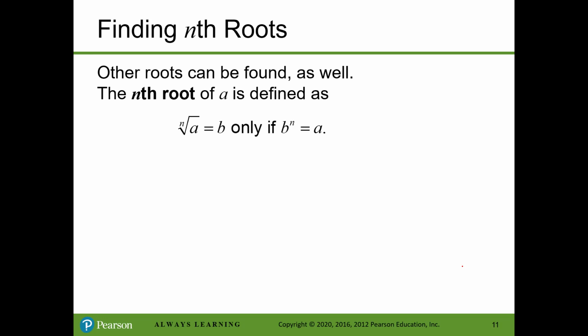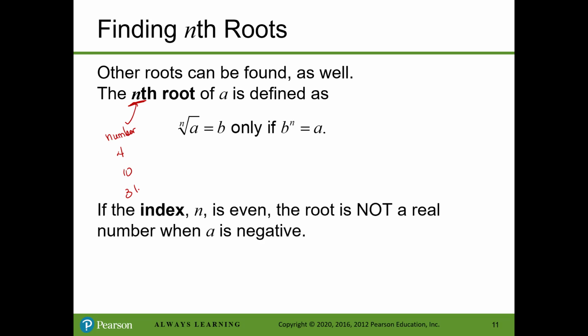Now, this is talking about an nth root. So this could be a 4th root, a 5th root, a 6th root, whatever root we're looking for. So don't get too bogged down in this n. N is just a number. It could mean any number. It could be a 4, it could be a 10, it could be a 31, it could be whatever number. Cool? All right. And again, the index. Remember that n is the index.